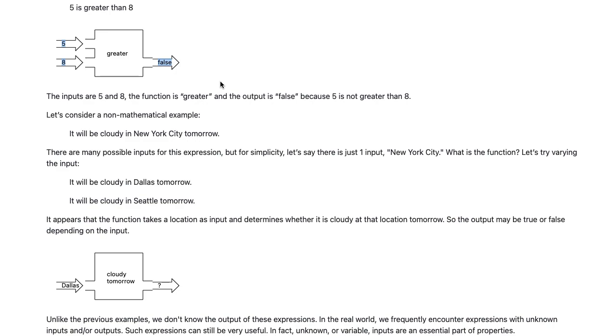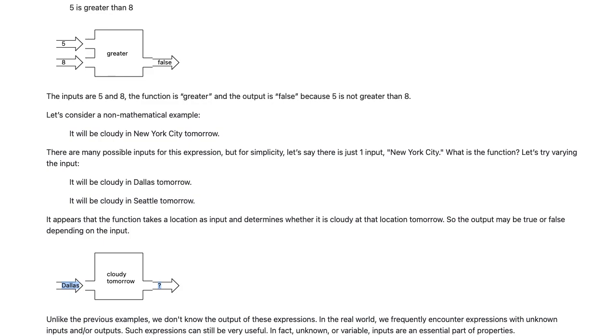Let's consider a non-mathematical example. It will be cloudy in New York City tomorrow. There are many possible inputs for this expression, but for simplicity, let's say there is just one input, New York City. Then what is the function? Well, let's try varying the input. It will be cloudy in Dallas tomorrow, or it will be cloudy in Seattle tomorrow. It appears that the function takes a location as input and determines whether it is cloudy at that location tomorrow. So the output may be true or false depending on the input.